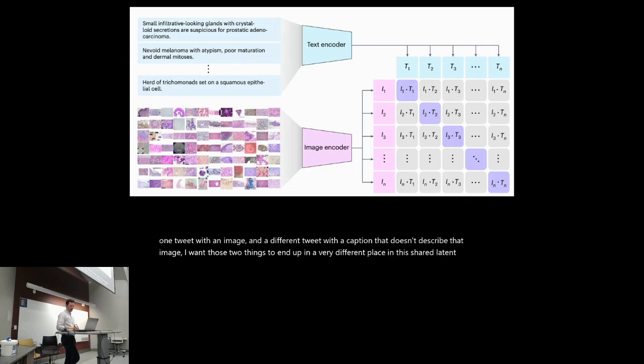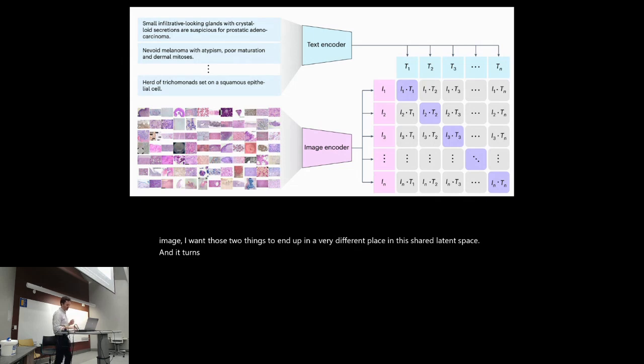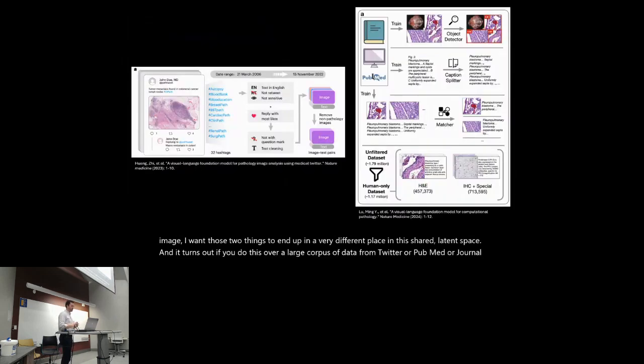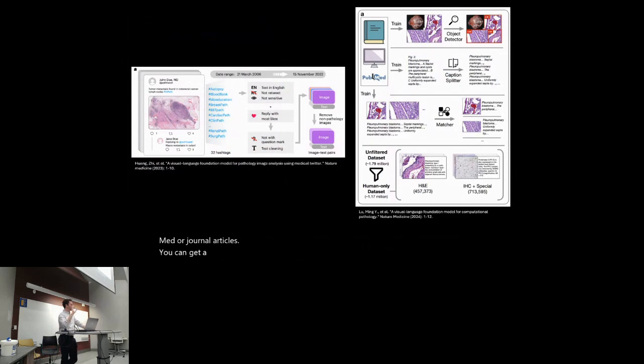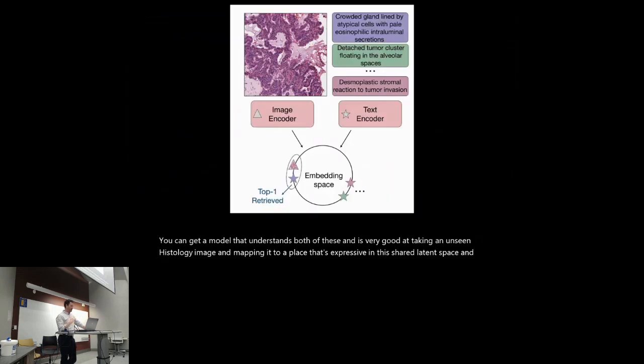And it turns out, if you do this over a large corpus of data from Twitter or PubMed or journal articles, you can get a model that understands both of these and is very good at taking an unseen histology image and mapping it to a place that's expressive in this shared latent space. And then what do you do with that?